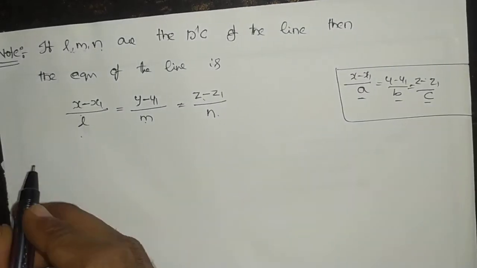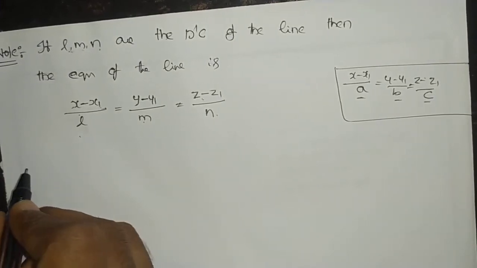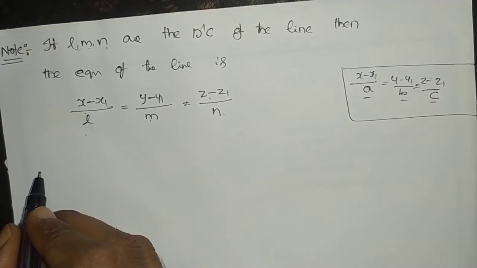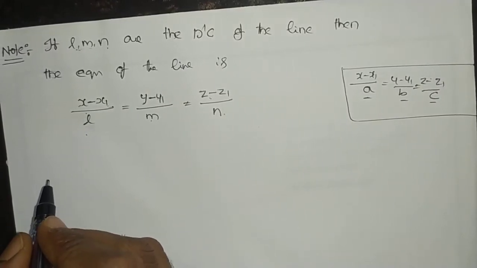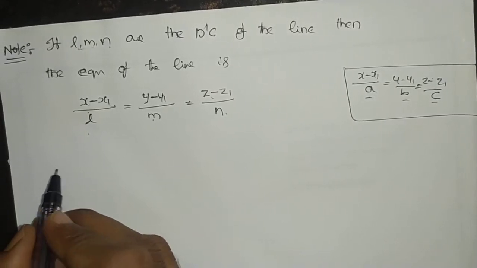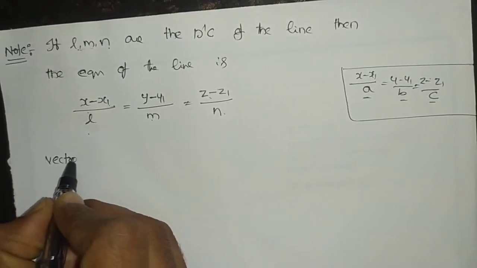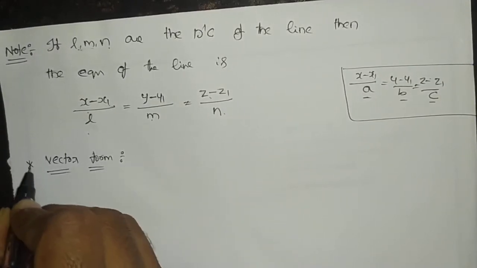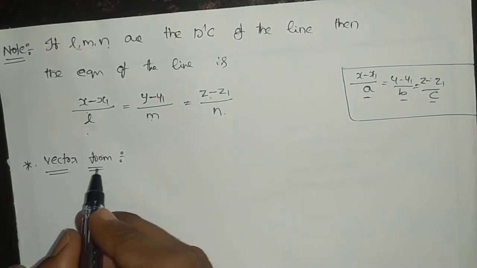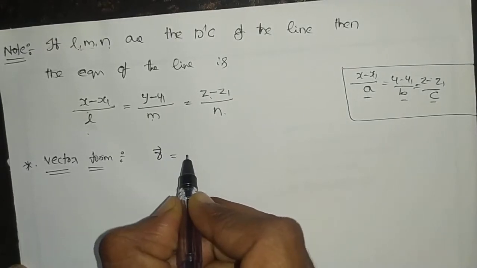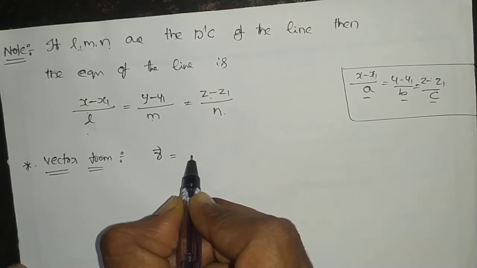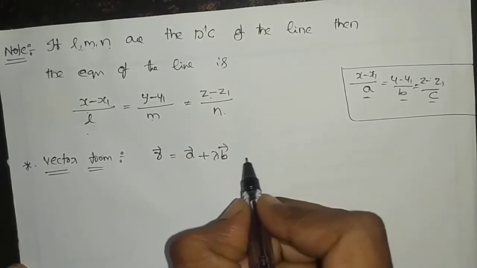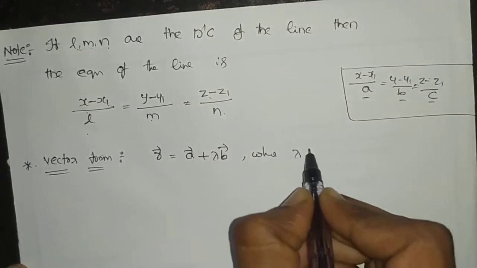Next, once again write down the vector form and Cartesian form of the equation of a line which is passing through a point and is parallel to the vector b. First, the vector form. You have seen the derivation of the previous one. What is the vector form? r vector equals a vector plus lambda b vector, where lambda is a scalar.